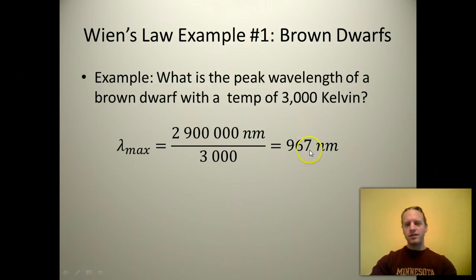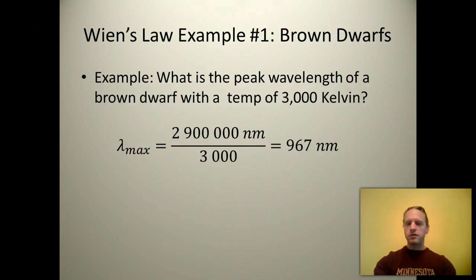2,900,000 divided by 3,000 is just 967. And by the way, the answer always comes out when you do it like this. The answer is always nanometers. I've plugged it in directly into the equation here. So a brown dwarf's peak wavelength is 967 nanometers.